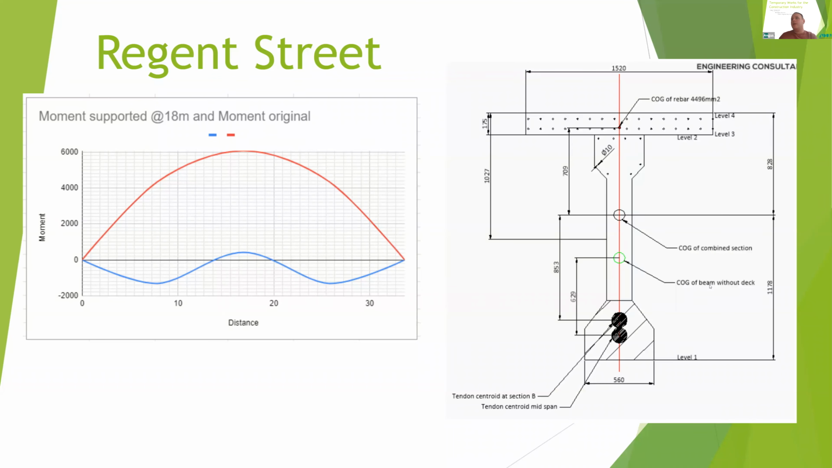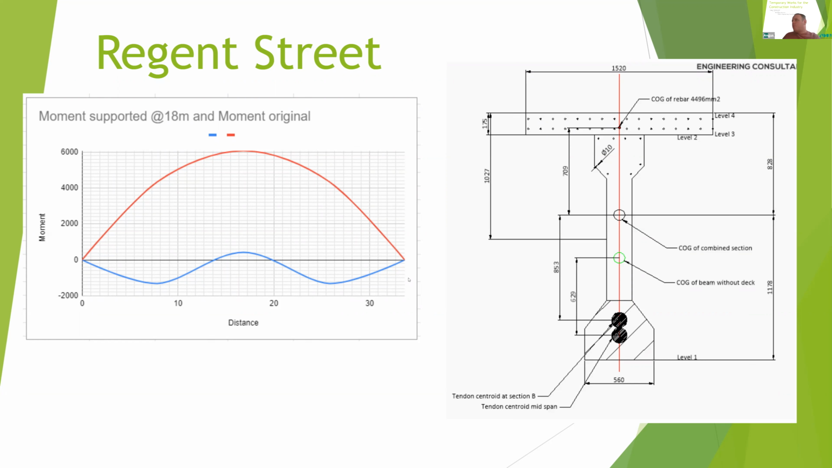So if you look at the moment in the original condition, sorry, it's 34 meters is the worst one. The moment in the original condition is the red line there, and when we picked it up at 18 meter supports, it's the blue line there. So you can see we are reversing the stresses within the beam, which therefore meant the tendons are actually trying to break the back of the beam when we pick it up.